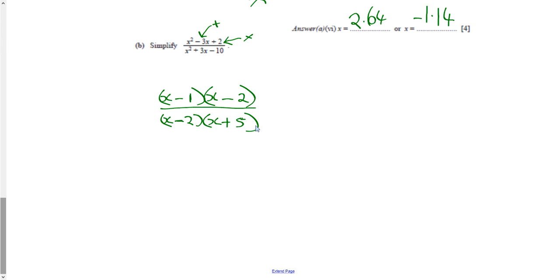Okay, now if I have a look here, now that I've factorised, I can cancel these, x minus 2, x minus 2. So that leaves us with x minus 1 over x plus 5. So that is successfully simplified.